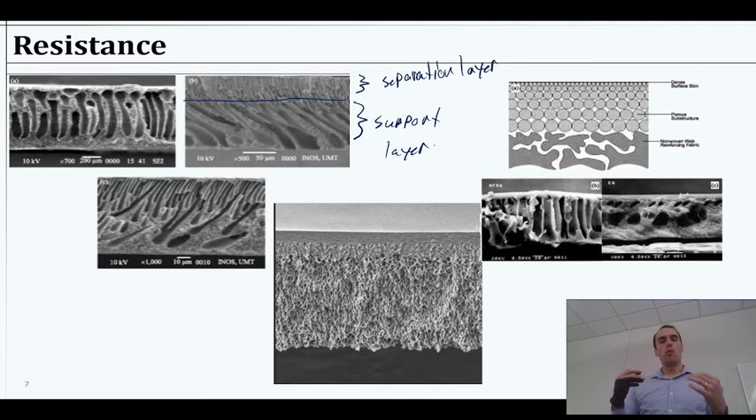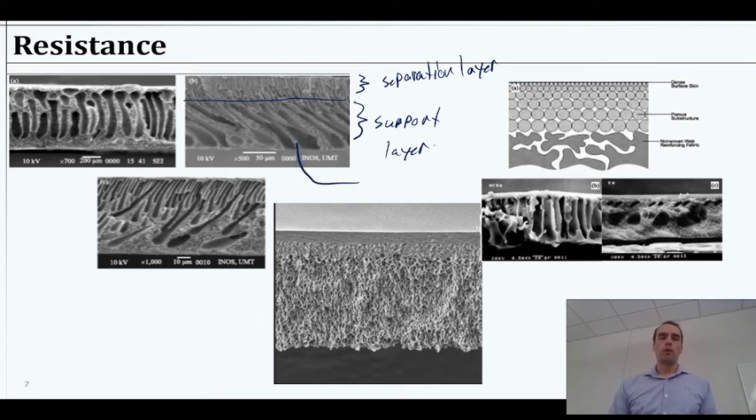And so one thing you'll notice is, while you could do filtration in either direction, it's going to be a lot better if you do filtration in the correct direction, because you don't want all your dirt particles and whatever you're trying to remove getting stuck inside the support layer.